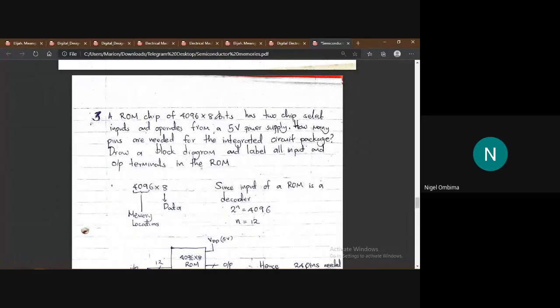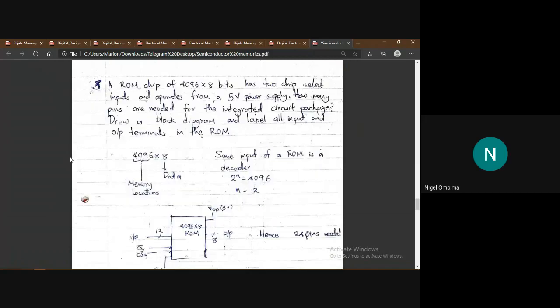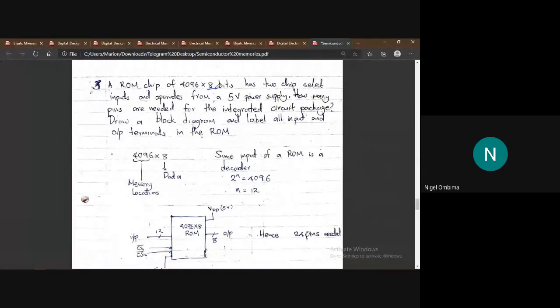Nikidogo. A ROM chip of 4096 by 8 bits has 2 chip select inputs and operates from a 5-volt supply. How many pins are needed for the integrated circuit package? Draw terminals in the ROM. 4096 by 8 bits. This is the data output, and this is the memory locations where the 8-bit data is stored in each of the 4096 memory locations.